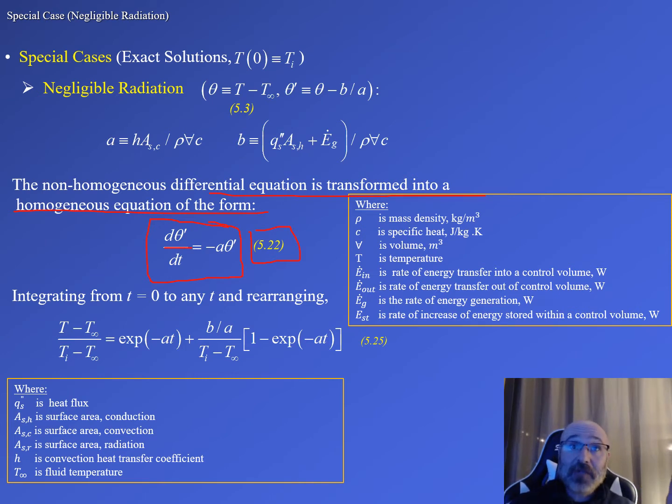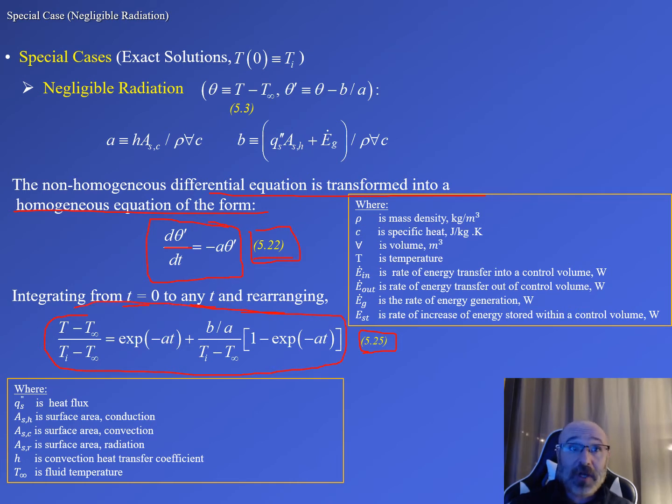So if we take this relationship in equation 5.22 and we integrate this from t equal to 0 to any t and then rearrange, we can come up with the relationship that we see in 5.25. And again, the textbook goes through this integration and goes through this technique of how we come up with this relationship shown here in 5.25.